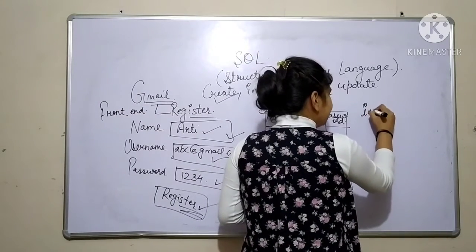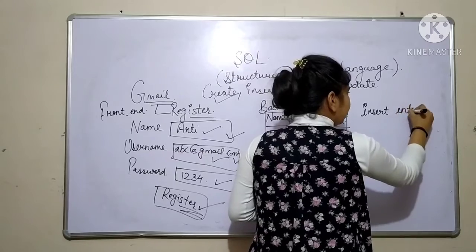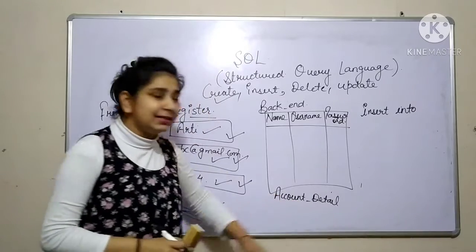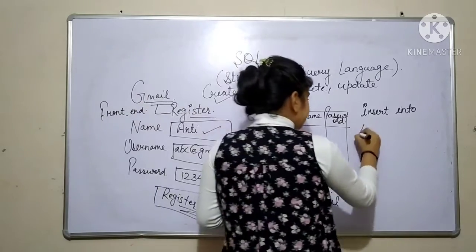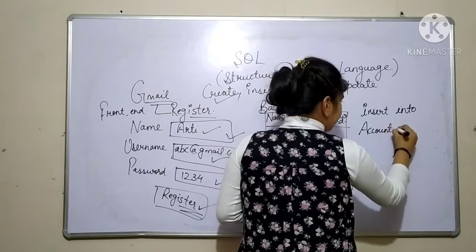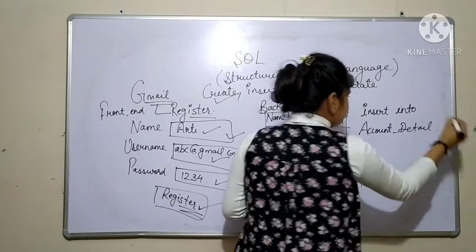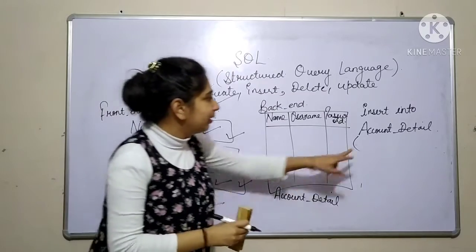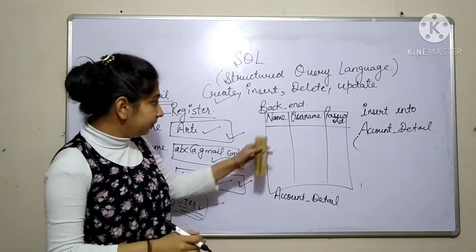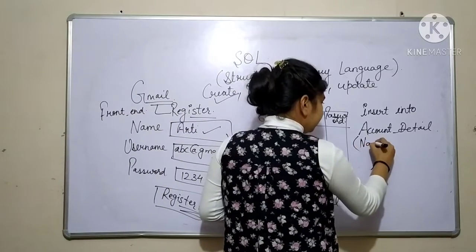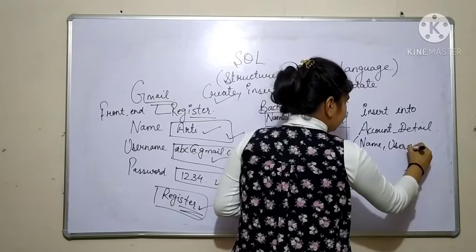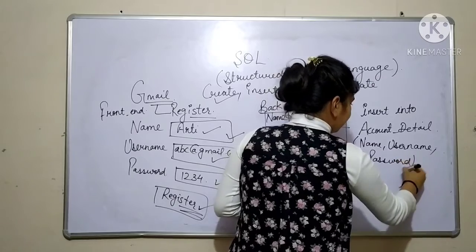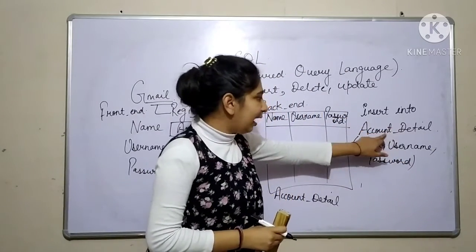Insert into account detail. Okay, insert into your table name. Insert into account detail. Okay, what are the various attributes you have in your account detail? Name, username and password. Okay, insert into account detail.